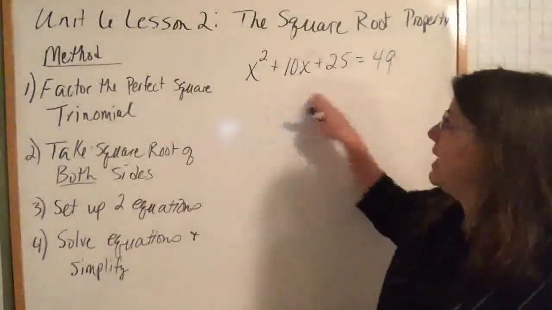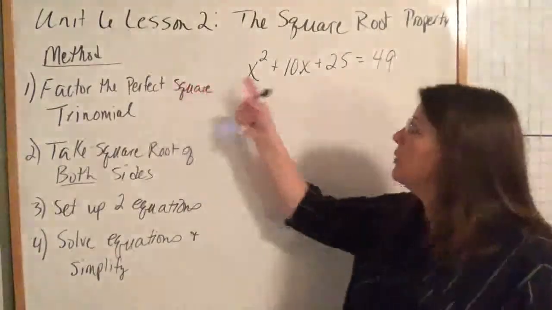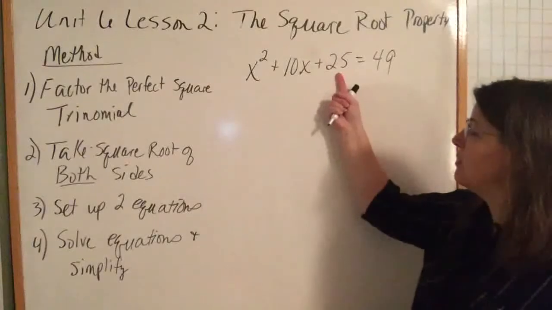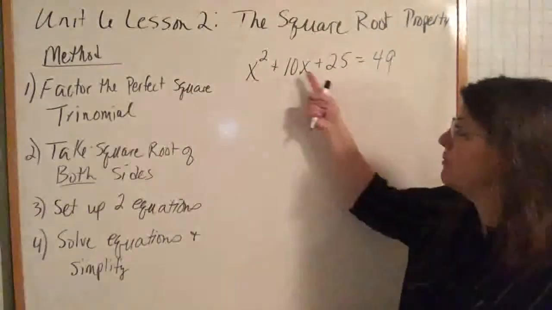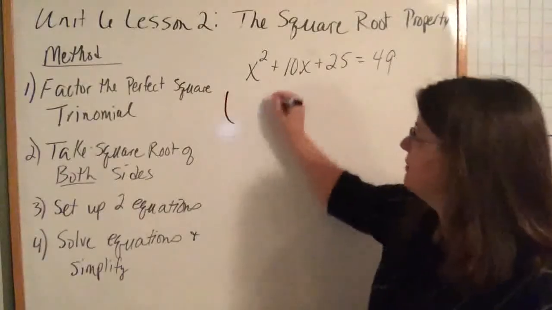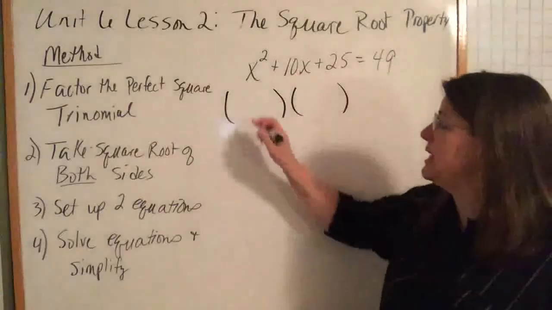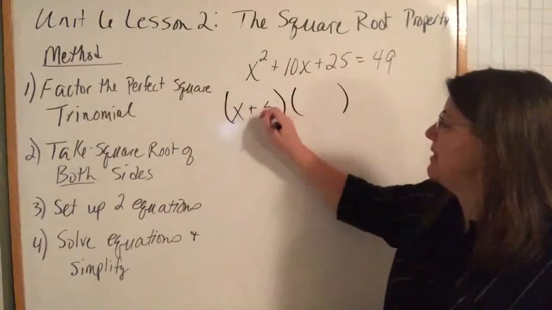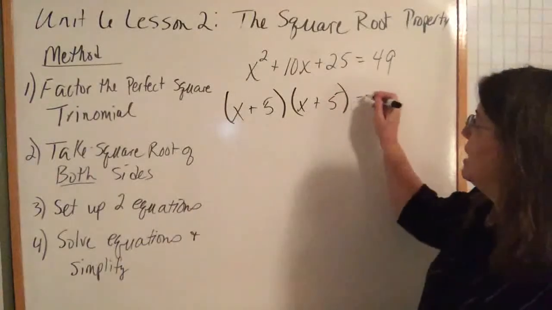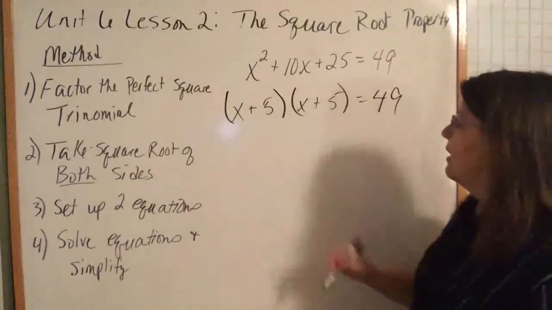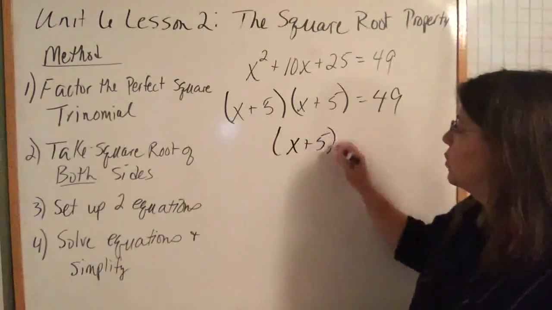So let's just go ahead and do this. First thing we do is to factor the perfect square trinomial. So we know this is perfect square because of the pattern. This is a perfect square number. The square root of that number is 5, and 5 times 2 is 10. So we know it's a perfect square because it fits that pattern. And I'm just going to factor. Factors of 25 that add to give me 10. Well, we've done this already today. That's 5 and 5. So we've got x plus 5 and x plus 5, and that equals 49. Now, that means this is x plus 5 squared.